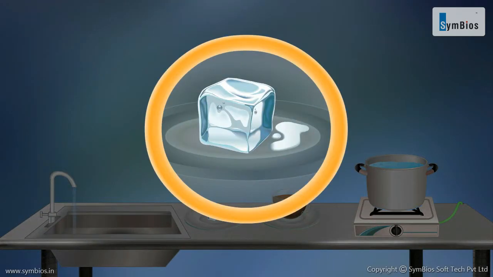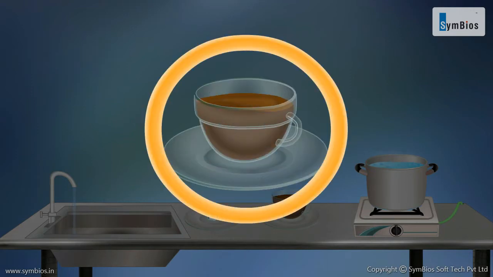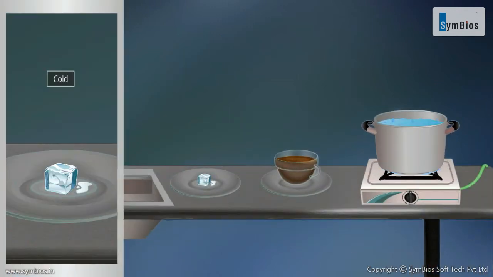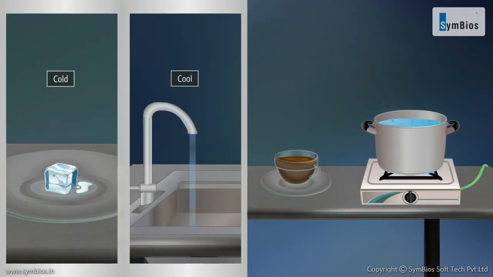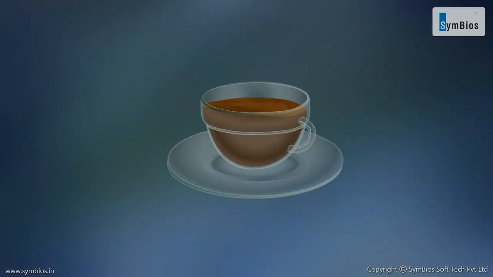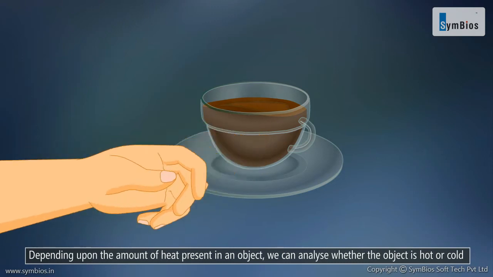An ice cube is cold. The tap water is cool. Coffee is warm. Boiling water is hot. Cold, cool, warm, and hot are the different temperature counts or attributes the environment or a body has. Depending upon the amount of heat present in an object, we can analyze whether the object is hot or cold.